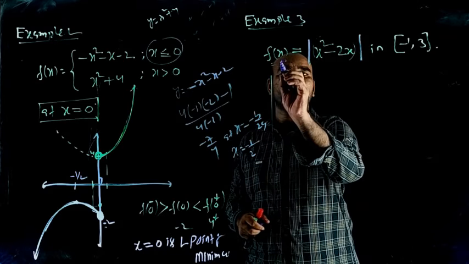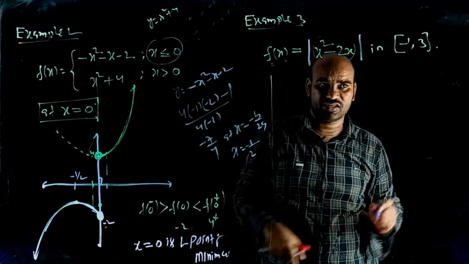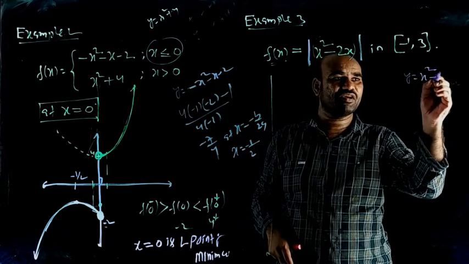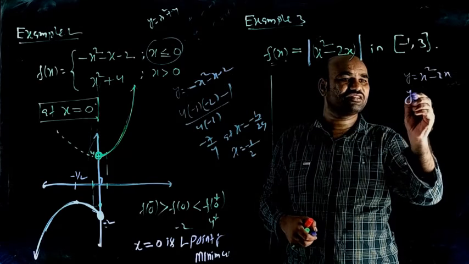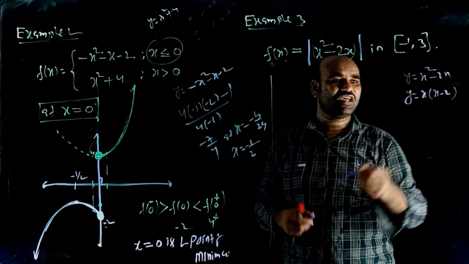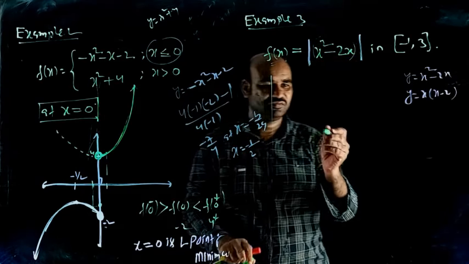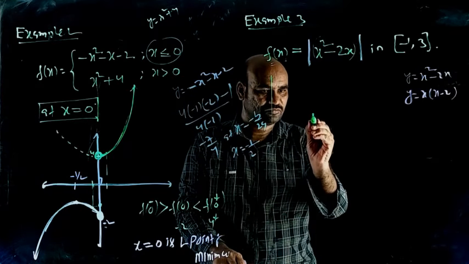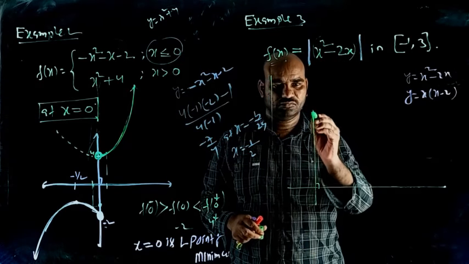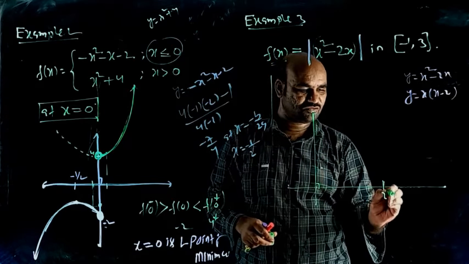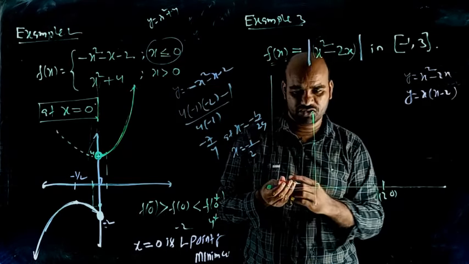We want to draw the graph of y equal to mod of x square minus 2x. First of all, I want to draw the graph of y equal to x square minus 2x. It's a parabola, opening upwards. If we take x common, it intersects the x axis at (0, 0) and (2, 0). The graph passes through the points (0, 0) and (2, 0), opening upwards.